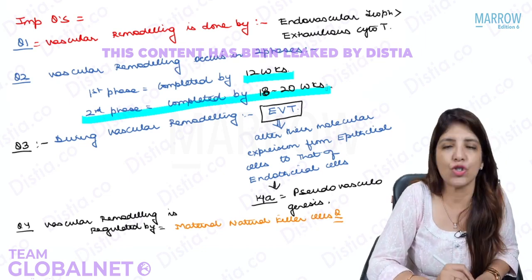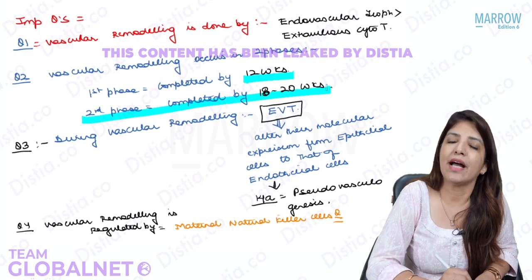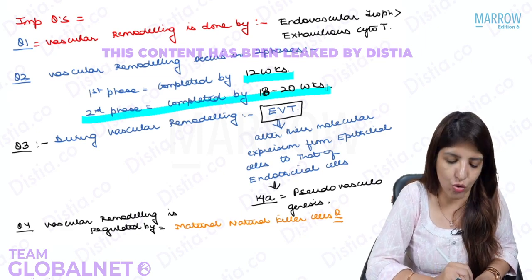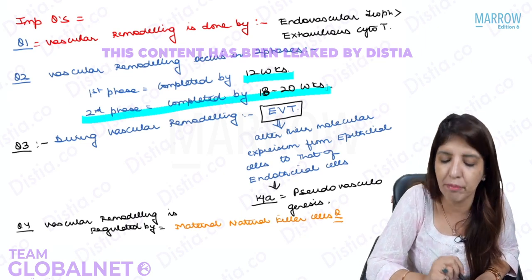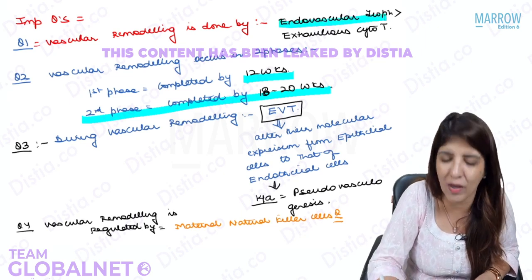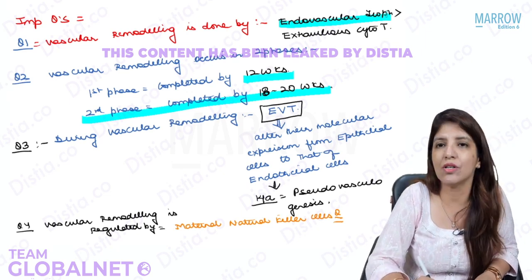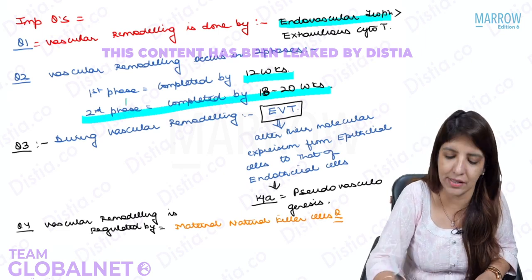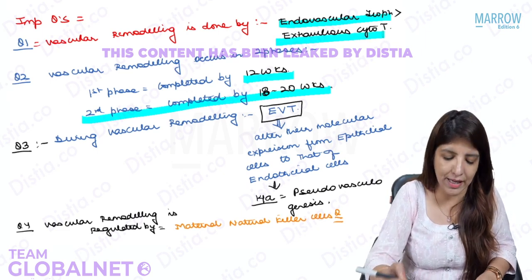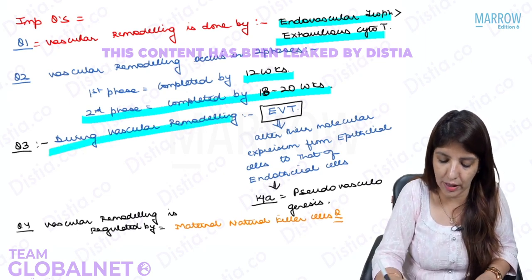Now, many questions are asked on this vascular remodeling. If they ask you which cytotrophoblast is responsible for vascular remodeling, please remember that the best answer is endovascular trophoblast or cytotrophoblast. And if endovascular cytotrophoblast is not given in the options, then the extravillous cytotrophoblast is the second best answer.